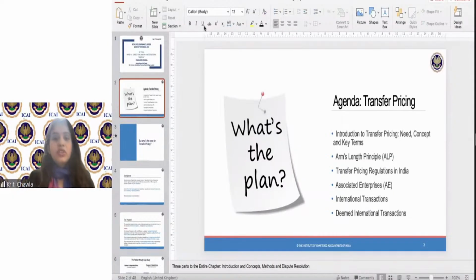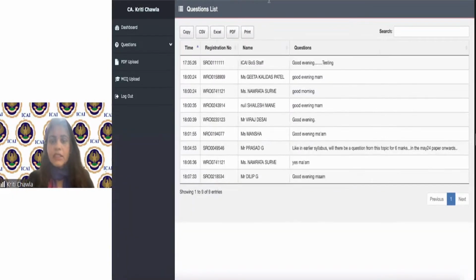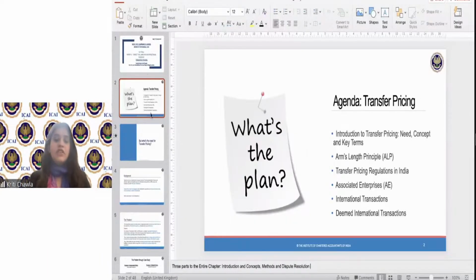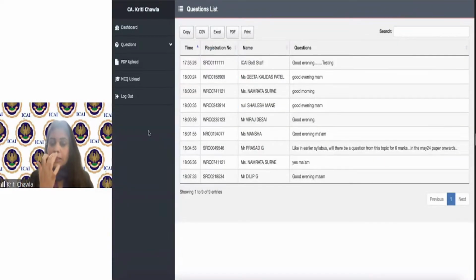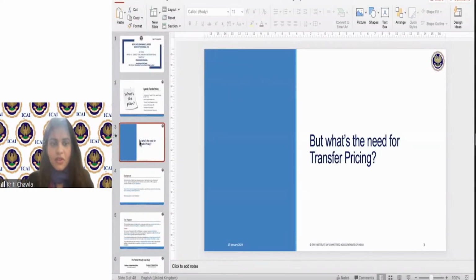So we'll go on to transfer pricing right now. In transfer pricing, the first thing we will discuss is what was the need to have transfer pricing. Can anyone tell me what you think is the need for transfer pricing? Why did they introduce transfer pricing in the first place? Why do we have those regulations in India or even worldwide? Can anyone put it in the chat box very quickly? What was the need to have transfer pricing? That's the question.